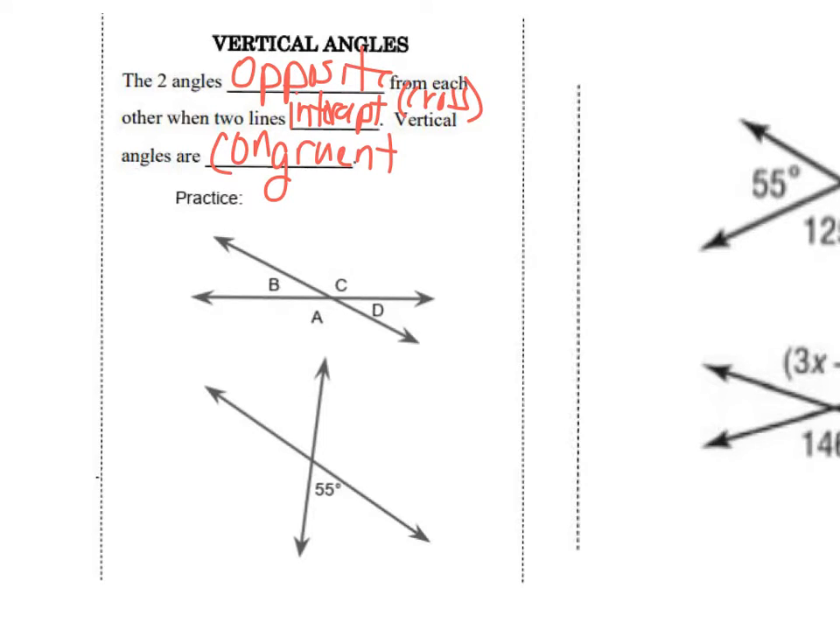Intercept. Okay. So basically, if you look at this picture, the first one, you have two lines. They cross or intercept, so they created four angles. Okay? So what two angles look about the same? C and A. So that means angle C is congruent to angle A. And those are called opposite angles.